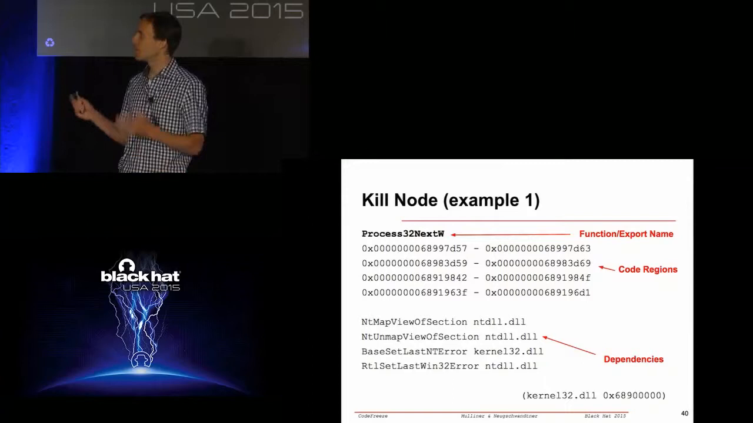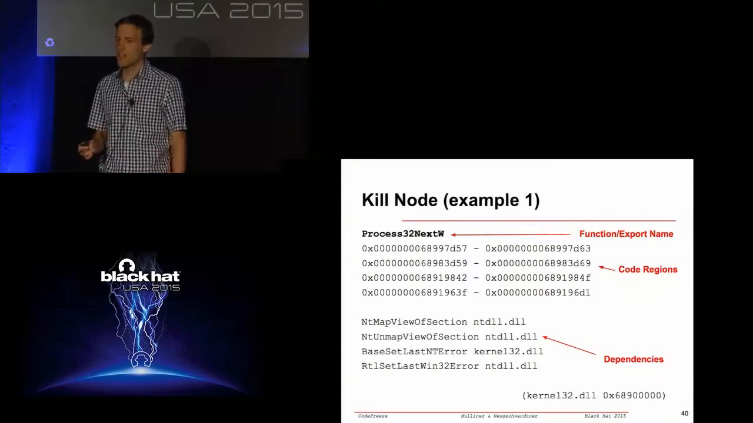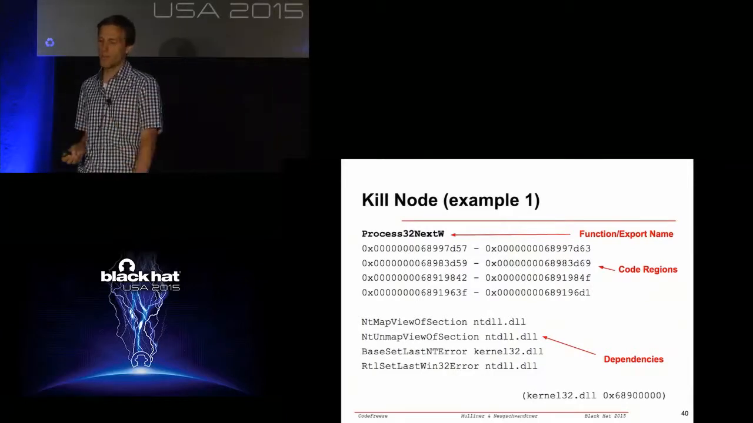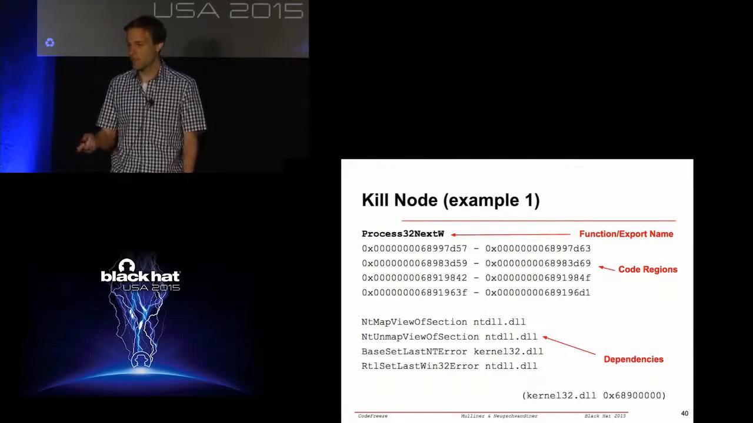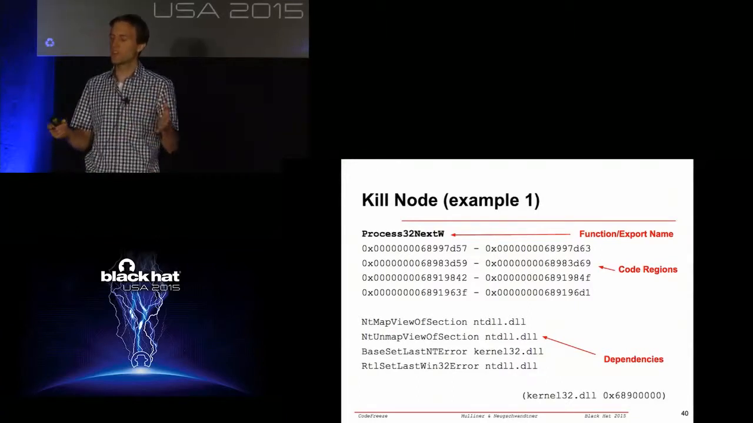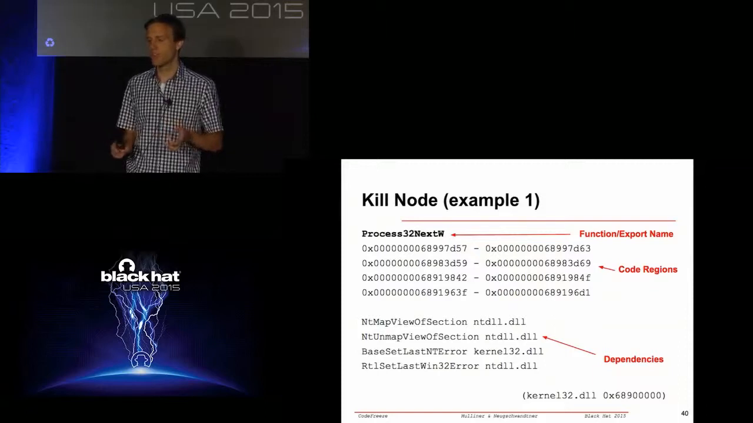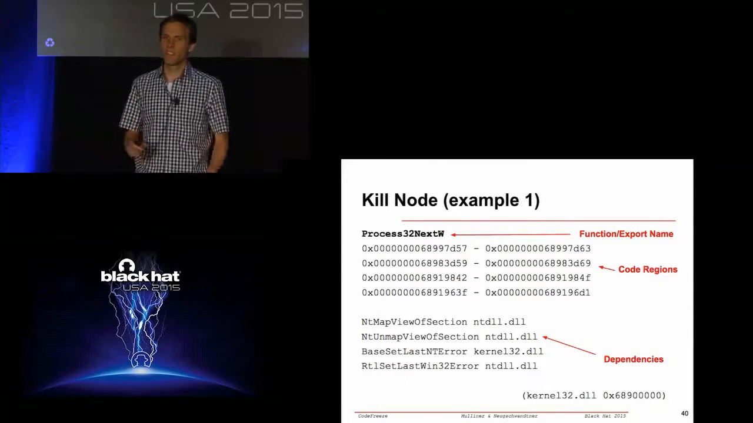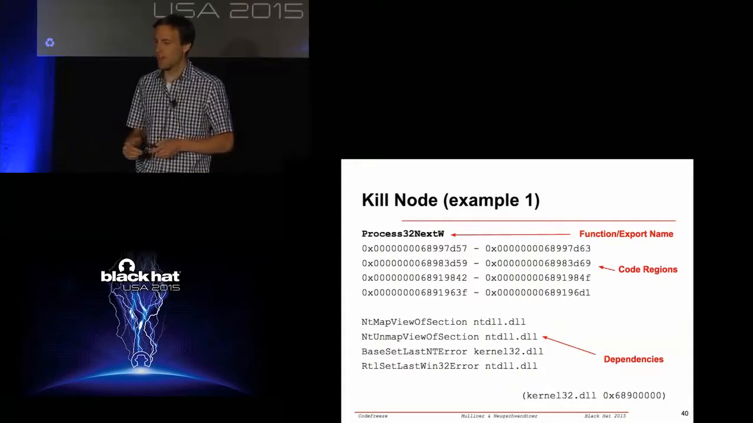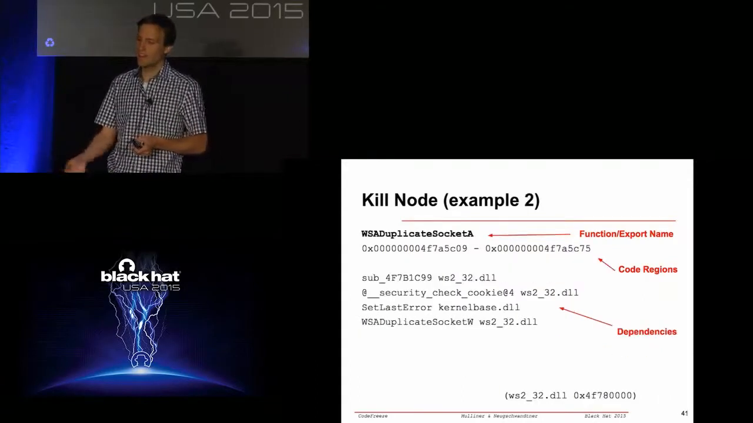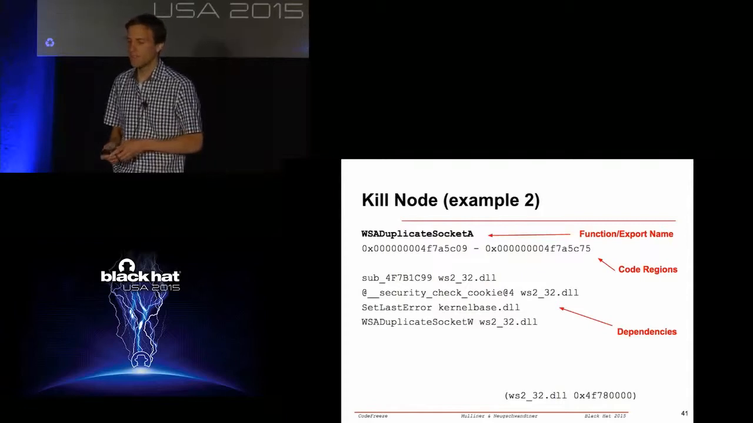This is what such a kill node within such a kill file looks like. We have Process32Next here. That's the export of this DLL. The DLL is kernel32. At the top we see the code regions within the DLL that this function uses, so that we know exactly which parts we can strip and which we don't strip. Below that you see the external dependencies. For example, this Process32Next depends in NTDLL on NtMapViewOfSection.